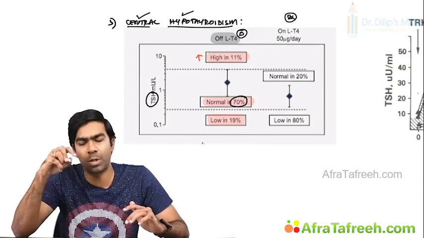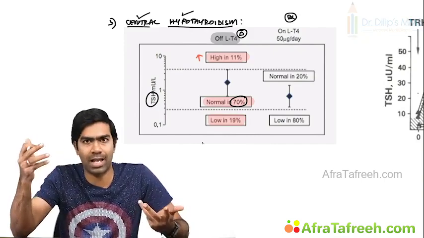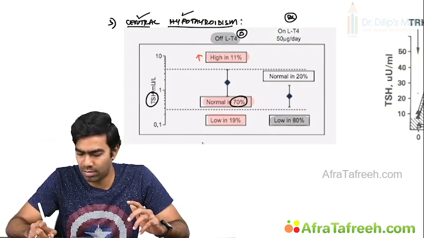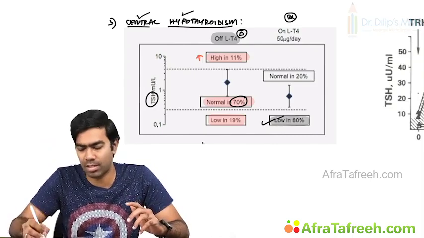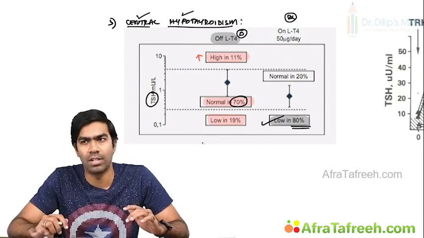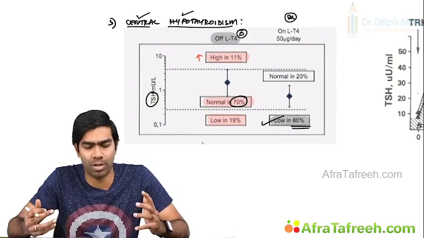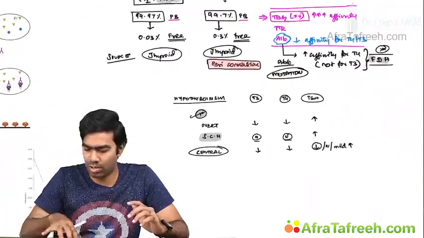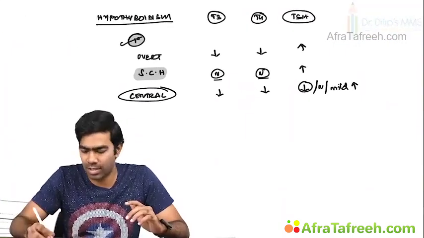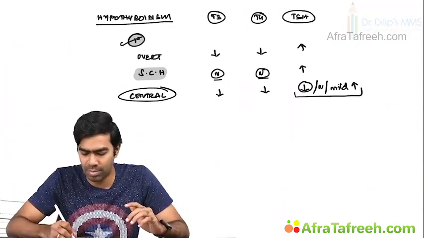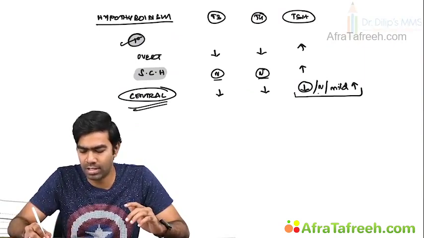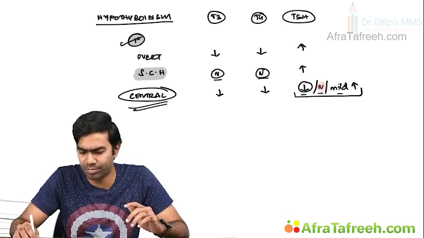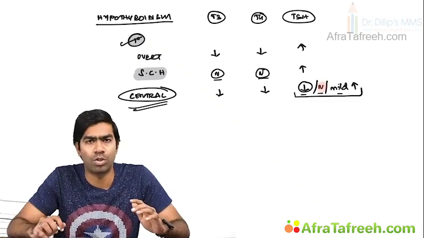When you started the treatment, something drastic happened. The TSH dramatically dropped. A lot of patients went to undetectable TSH. They became low in almost 80%. So why are these observations very important? The first reason is, you can go back to our initial discussion and you can see I have clearly written, in central hypothyroidism, the TSH may be decreased, normal, or even mildly increased. So obviously, the normal is the most common form.